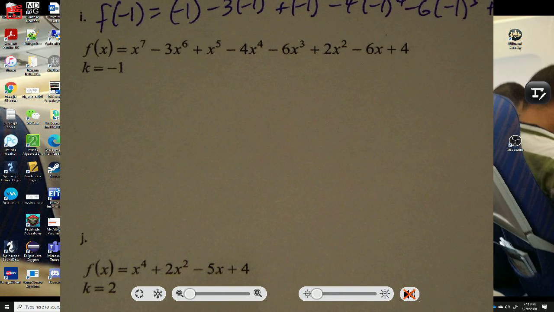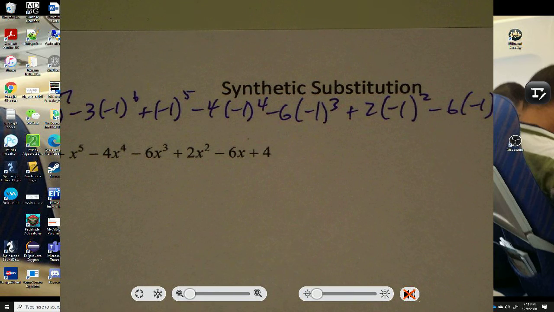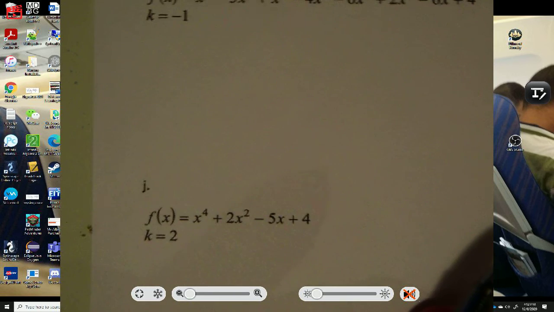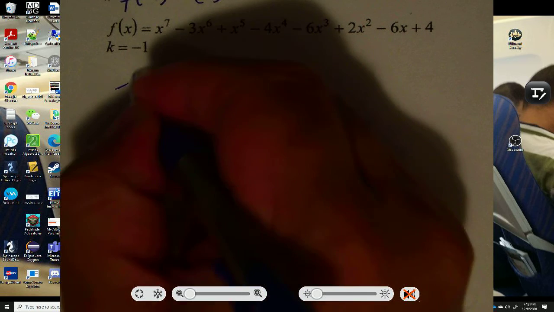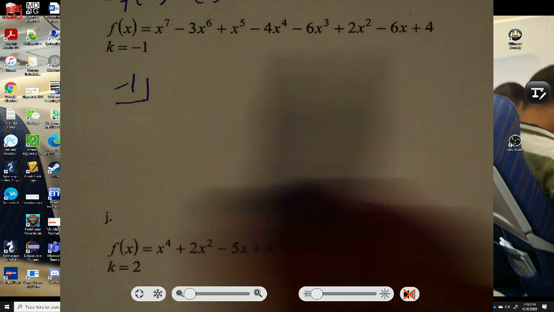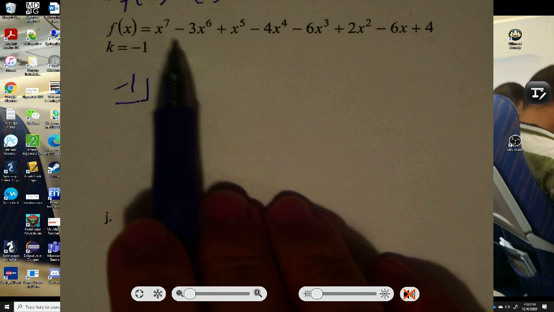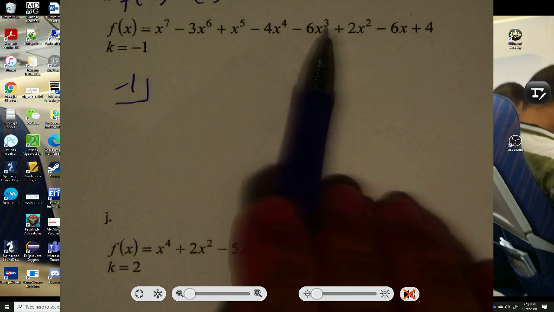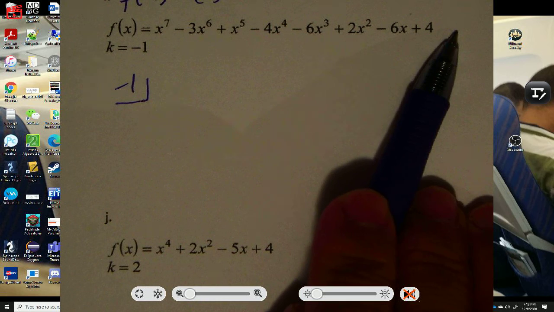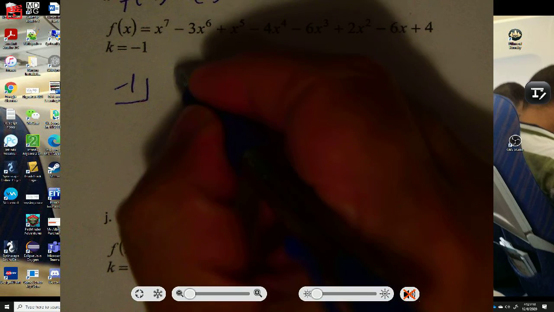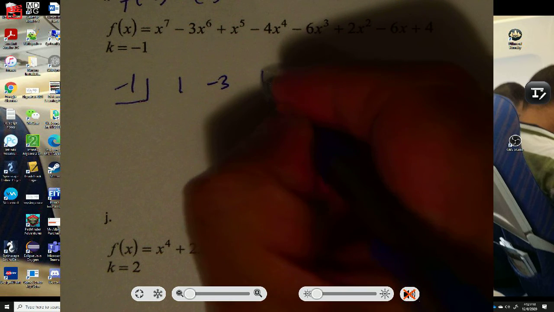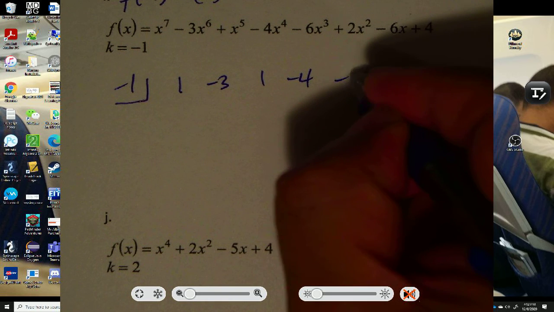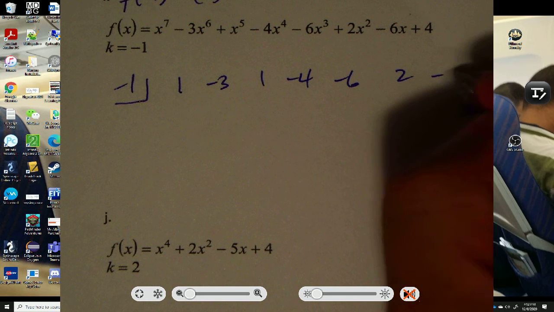All right, and here's how you're going to do it. Remember, this is called synthetic substitution, so that means it is related to synthetic division. You take this number and you put it in a little box. And you get the coefficients like we did last time. Let's see if there's any missing. 7, 6, 5, 4, 3, 2, 1, none. So it's not missing any. The leading coefficient is 1. Then negative 3, 1, negative 4, negative 6, 2, negative 6, 4.